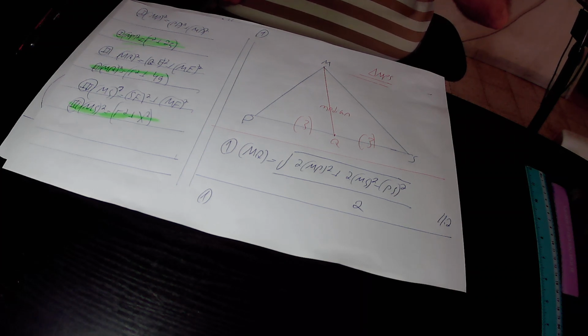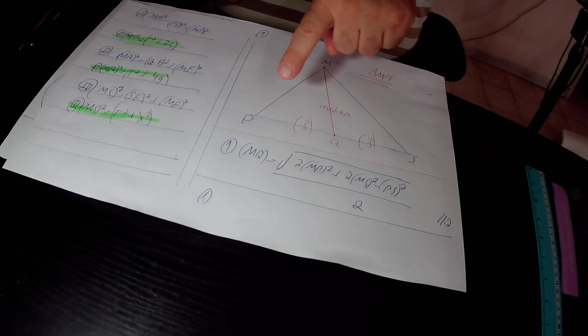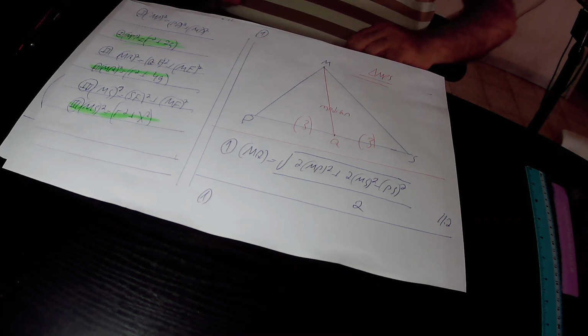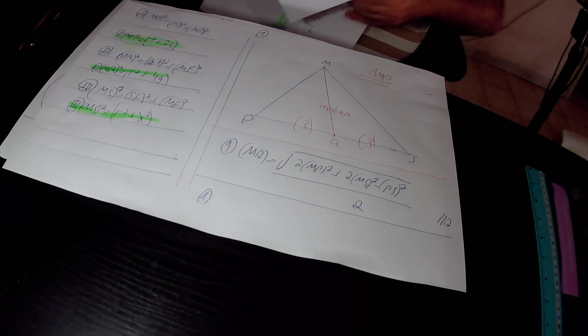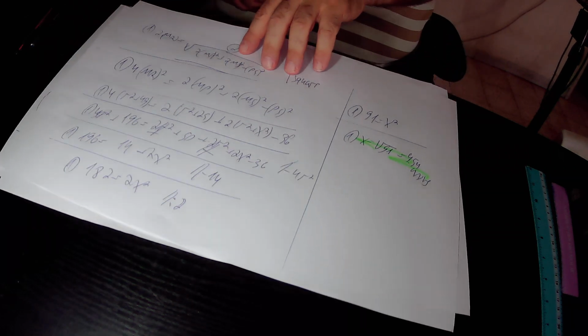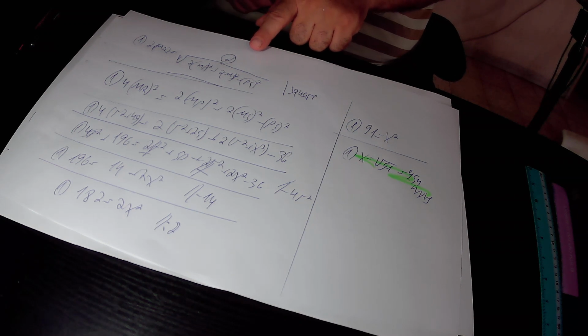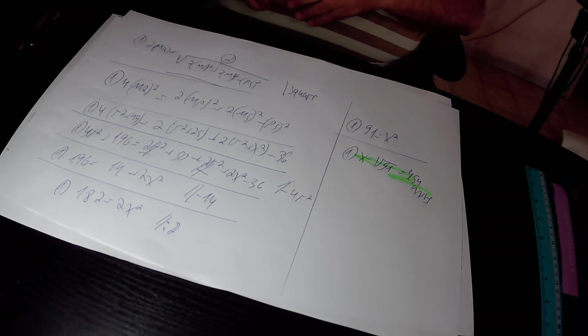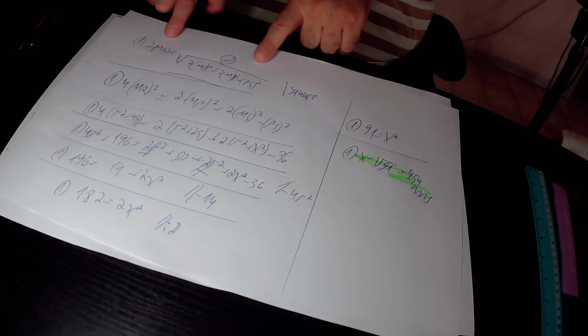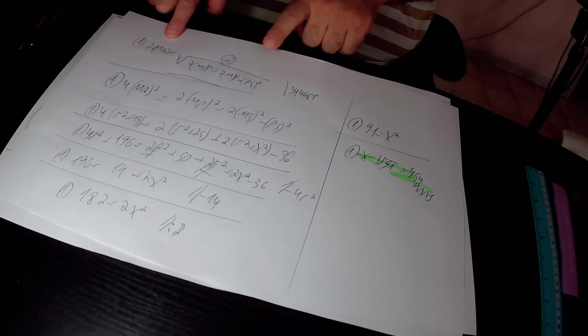Okay, and then again, MQ equals the square root of 2MP squared plus 2MS squared minus PS squared, divided by 2. Here we multiply this equation and equation 1 by 2, and finally found out that 2 times MQ equals the square root of 2MP squared plus 2MS squared minus PS squared. Here we squared both sides of this equation 1.